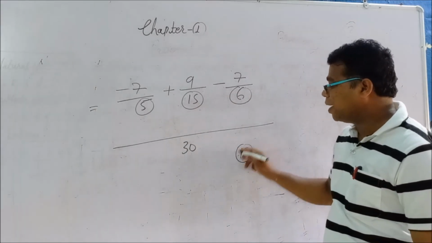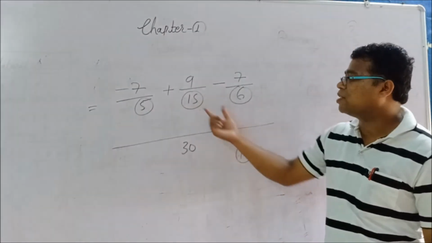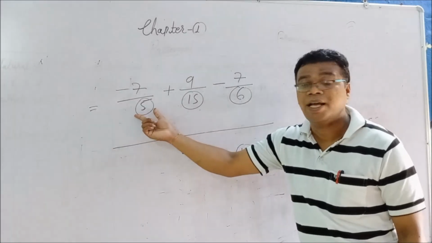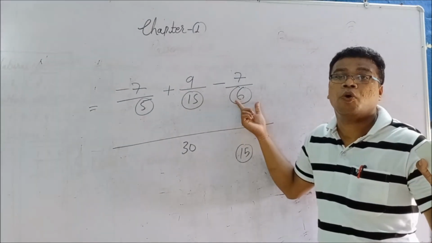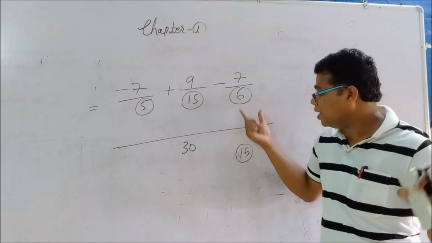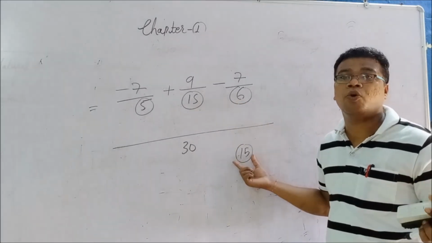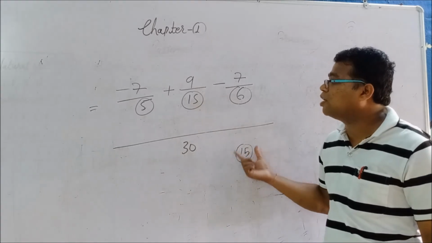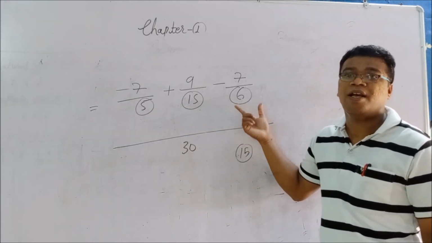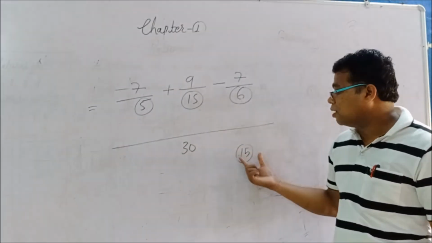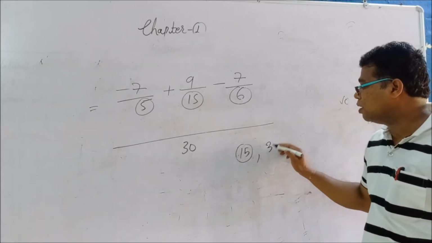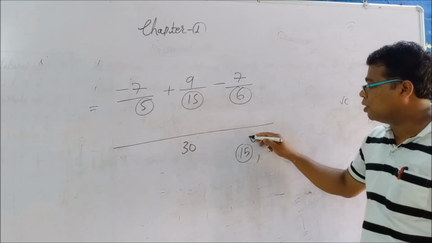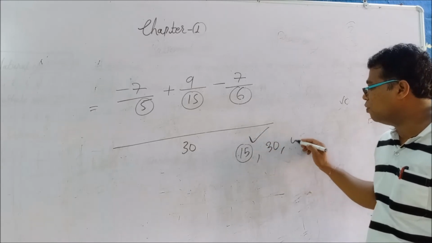15. Now check: does this 15 come in the table of 5? Yes. Does this 15 come in the table of 6? No. Meaning, can I take 15 as the LCM? No. Why? Because this 15 is not common for 5 and 6. Another, what is the trick? Increase the table of 15. After 15, what is next in the table? 30. Read the table of 15: 15, 30, 45 like that.